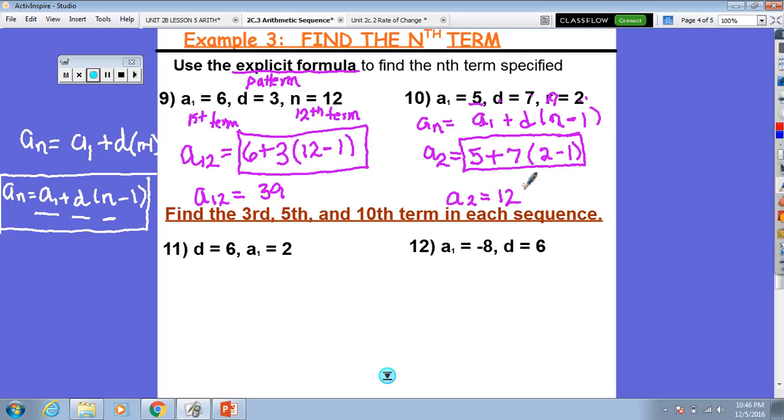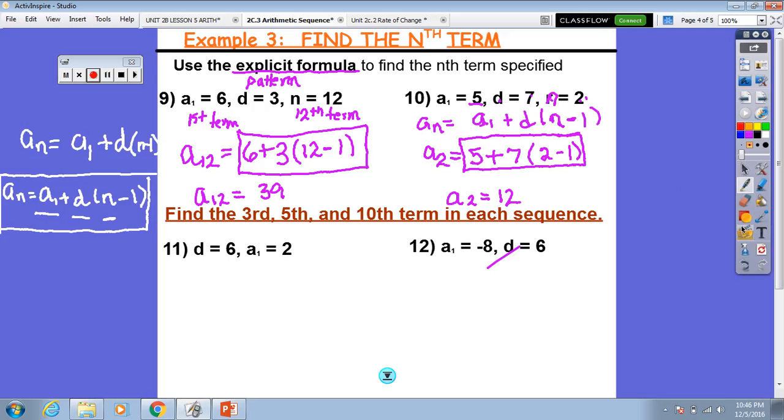Okay? Alright, remember the first number was 5. If we wanted to look at it that way, the first number is 5, and we would continue the pattern by adding 7.